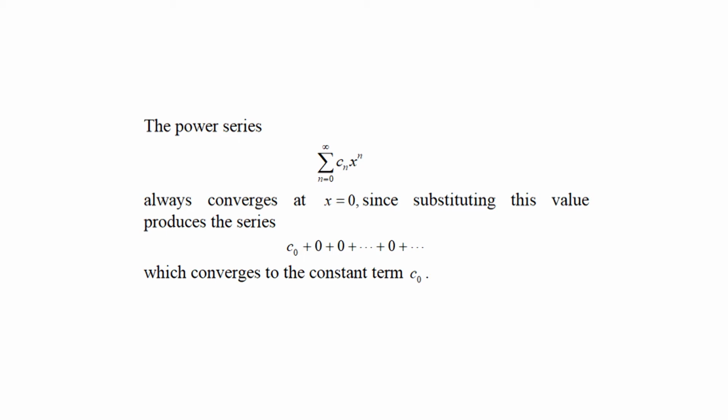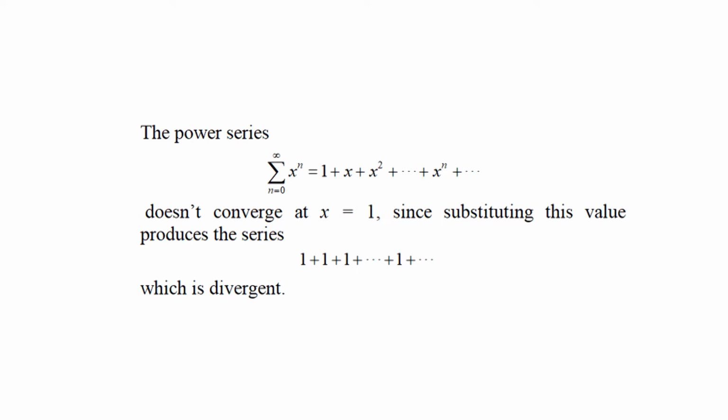which converges to the constant term C naught. The power series summation x power n, n from 0 to infinity, equal to 1 plus x plus x square plus etc. plus x power n plus etc., does not converge at x equal to 1, since substituting this value produces the series 1 plus 1 plus 1 plus etc. plus 1 plus etc.